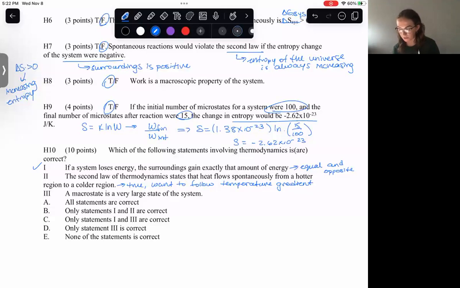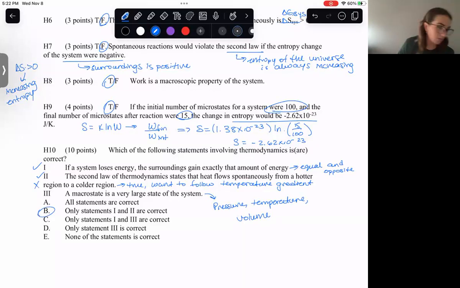Okay, and then statement 3, a macrostate is a very large state of the system. Yep, this one is false, right? A macrostate is like your pressure, your temperature, your volume, that fun stuff there. It's talking about macroscopic properties. So if 1 and 2 are correct, that means that B is going to be our answer.